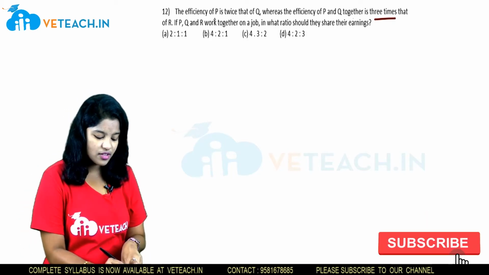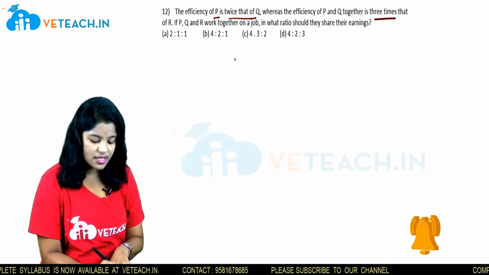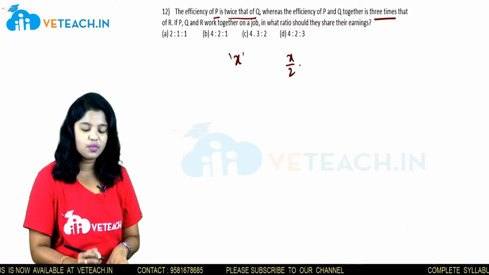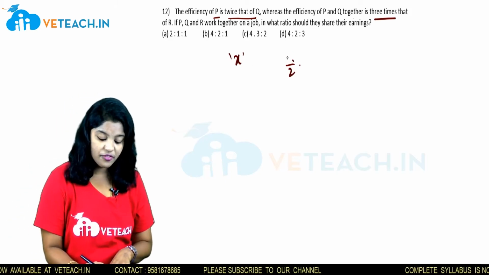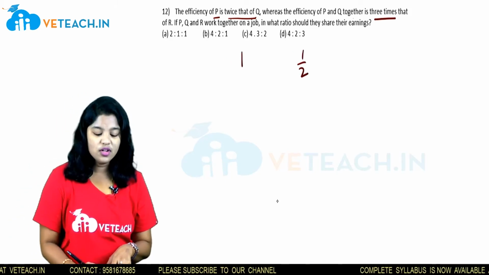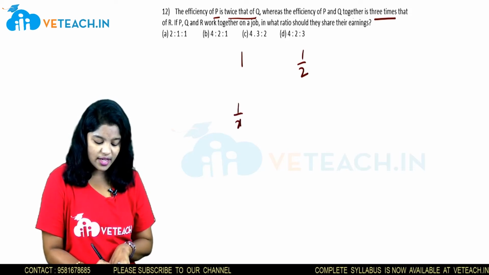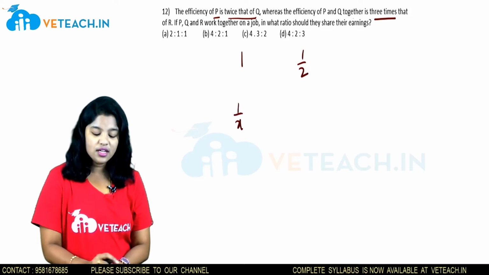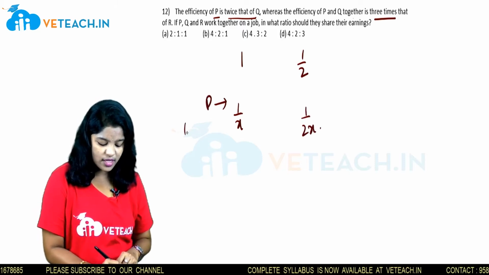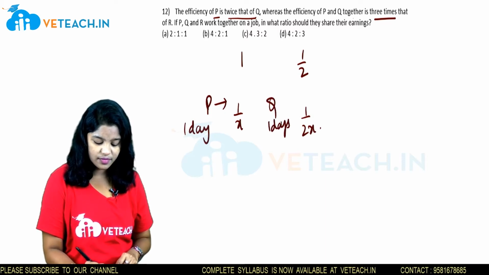So first, given that the efficiency of P is twice that of Q. So I am considering P's efficiency is x and Q's efficiency is x by 2. Okay. If P's efficiency is 1, Q's efficiency will be 1 by 2. So the work done by P in 1 day will be 1 by x. Similarly, the work done by Q in 1 day will be 1 by 2x. So this is P's 1 day's work and this is Q's 1 day's work.